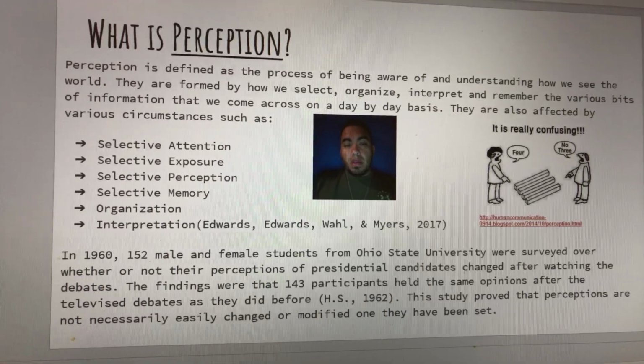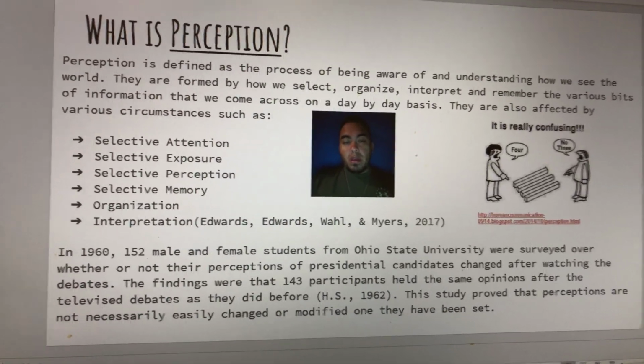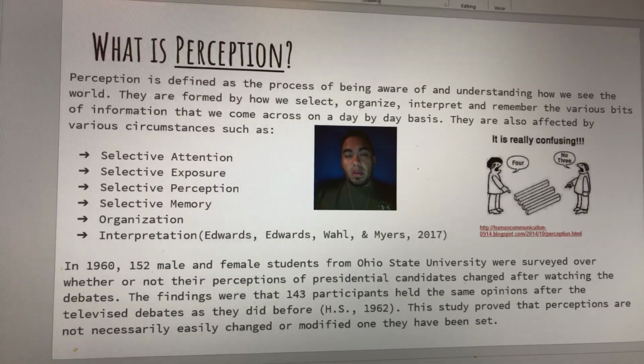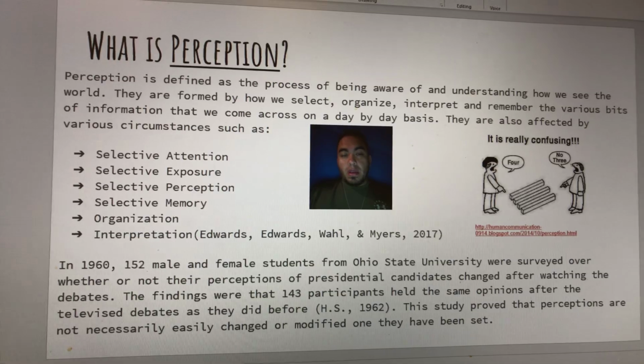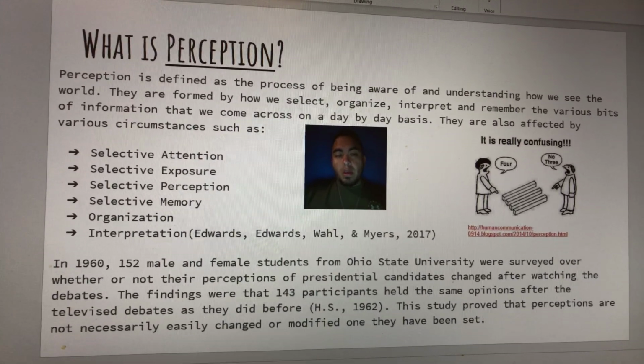So you can see our example there with our two little guys arguing over, hey, it's four sticks or four things that I see laid out. The other guy says, no, I see three. So that's a perception, based on how we see things and the world.